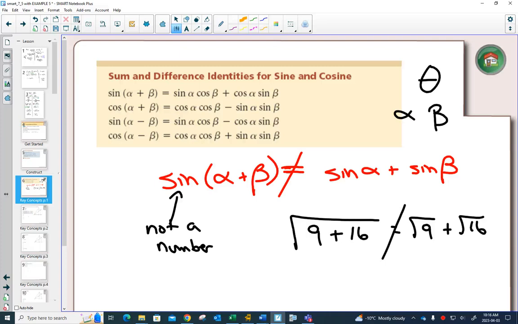With that one, you can even do the math. 9 plus 16 is 25. The left-hand side should be 5. Square root of 9 is 3. Square root of 16 is 4. 3 plus 4 is 7. 5 is not equal to 7.